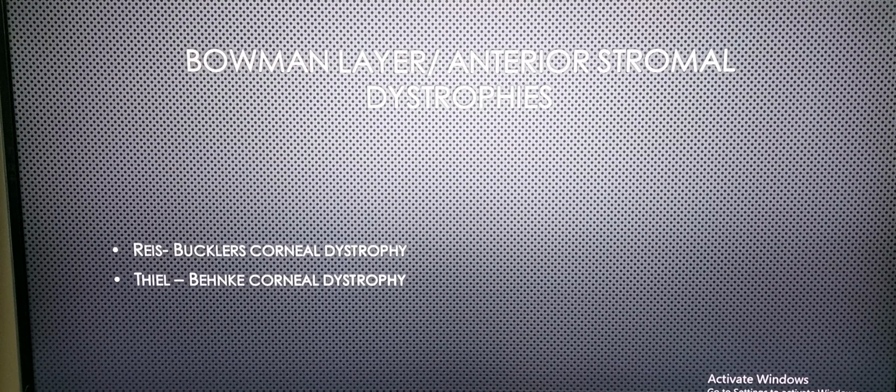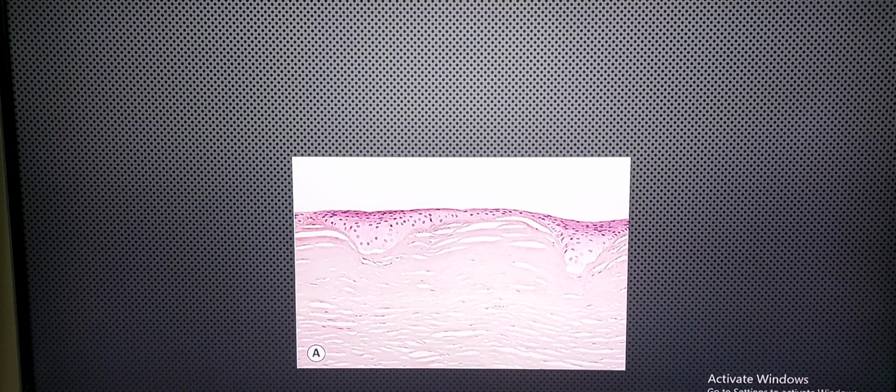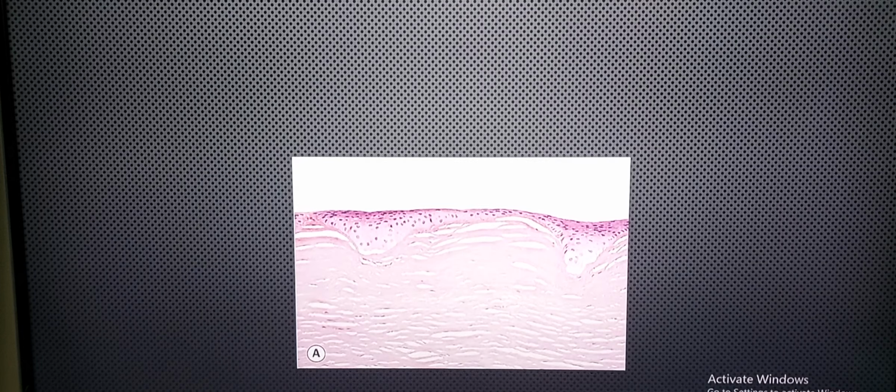Bowman layer and anterior stromal dystrophies. There are two dystrophies: Reis-Bücklers corneal dystrophy and Thiel-Behnke corneal dystrophy. Reis-Bücklers corneal dystrophy is also known as an anterior variant of granular corneal dystrophy or corneal basement membrane dystrophy. The inheritance is usually autosomal dominant, and the histology shows replacement of the Bowman layer by connective tissue bands. In this picture, we can see the Bowman layer is replaced by the connective tissue bands.